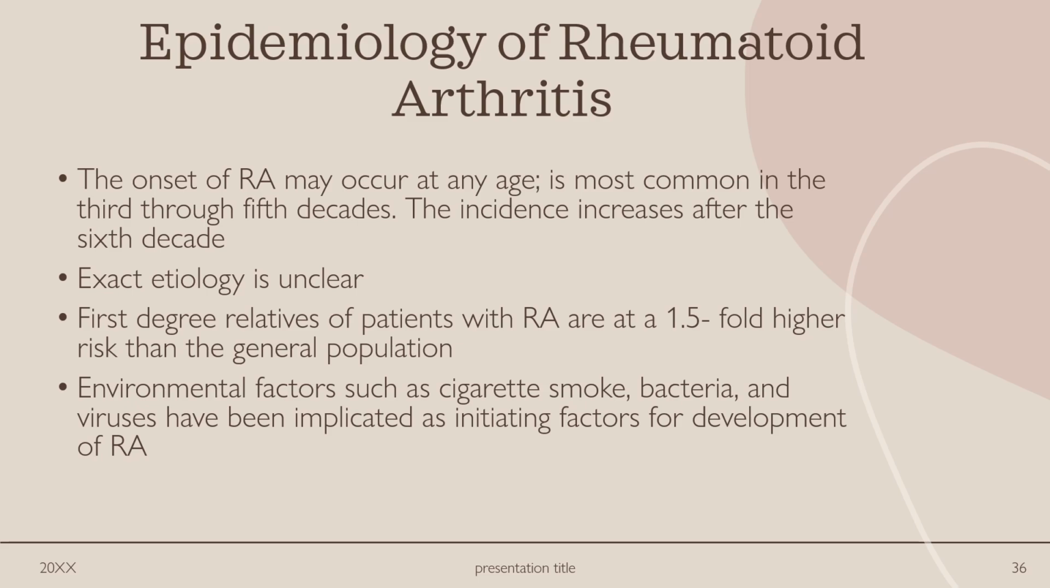The exact etiology is unclear. First-degree relatives of patients with RA are at a 1.5-fold higher risk than the general population. So we call this atopic, meaning that it runs in the family. So if there is a relative or a family member that is positive for RA, chances are you could be too. Environmental factors such as cigarette smoke, bacteria, and viruses have been implicated as initiating factors for development of RA.